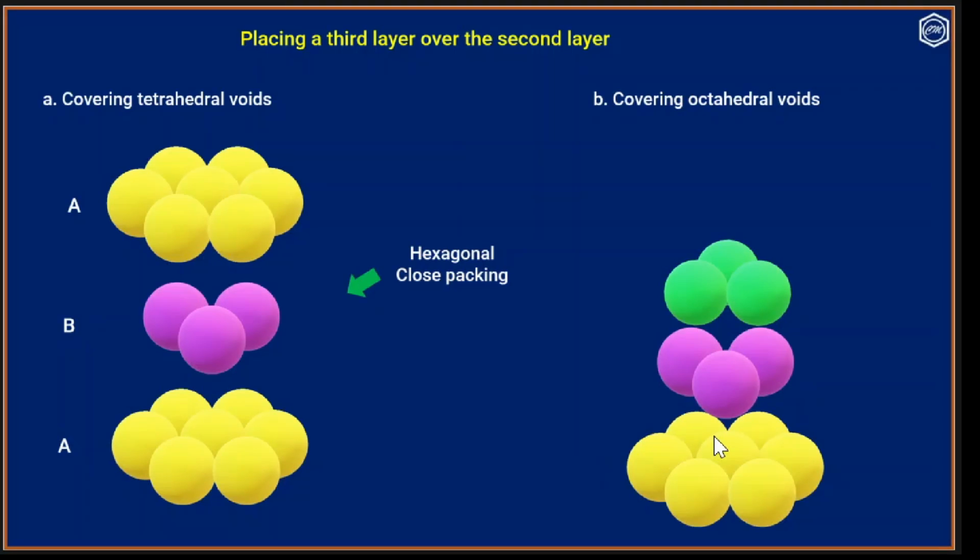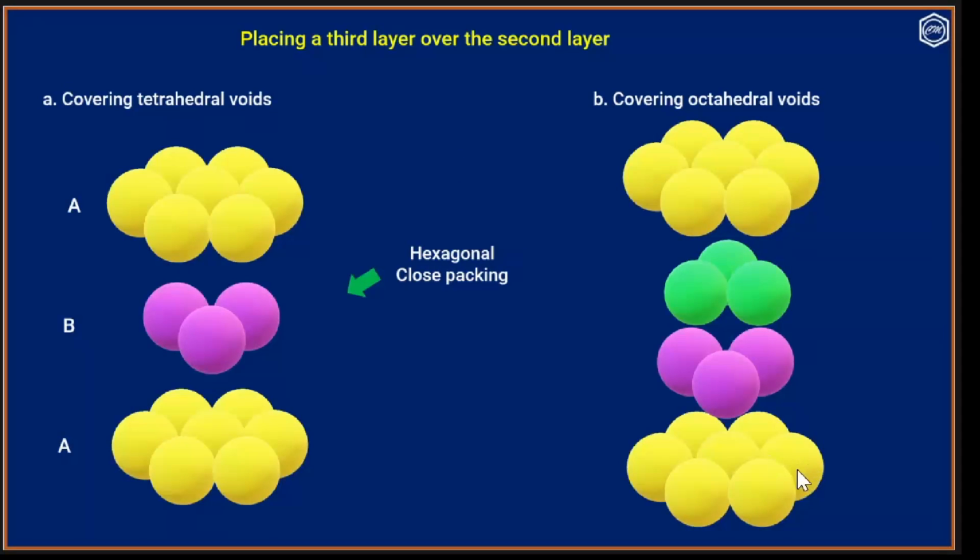Now we place the fourth layer, and the fourth layer is a repetition of the first one. So we call this the A layer, B layer, C layer, and again A layer. And such a close packing is called a cubic close packing. So two types of close packing we can have by placing a third layer over the second layer. One is hexagonal close packing, AB pattern, and the other is cubic close packing, ABC pattern.